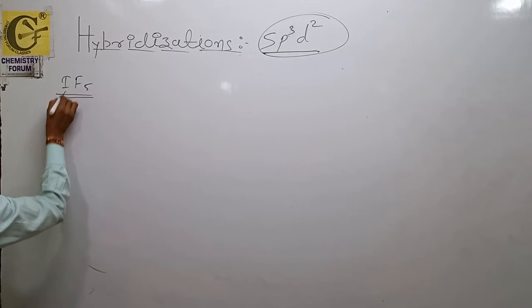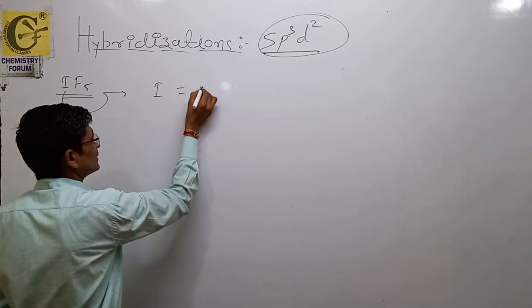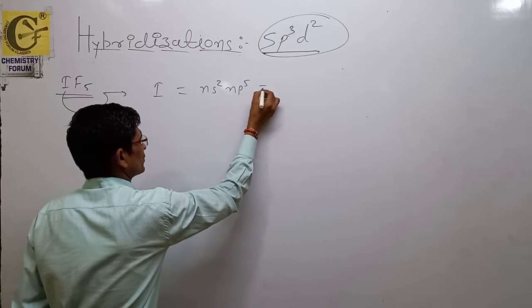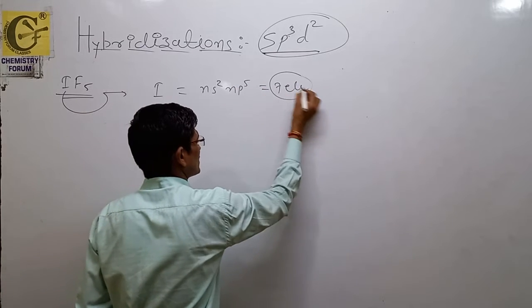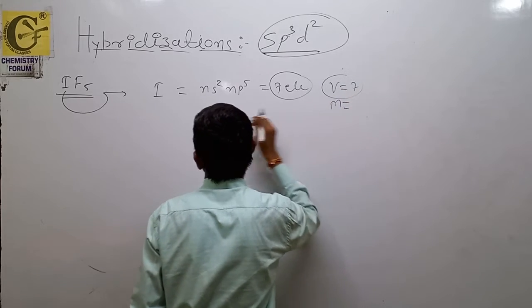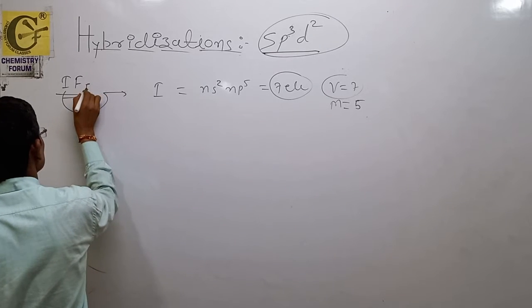First we can take IF5. In this case, iodine as the central atom has outermost electronic configuration ns2 np5. So that is 7 electrons present in the valence shell. V is equal to 7. Monovalent atoms here, total monovalent is 5. So this is the IF5.